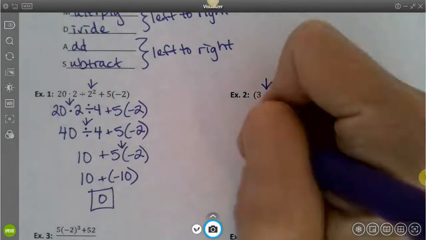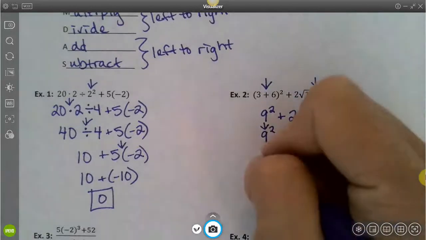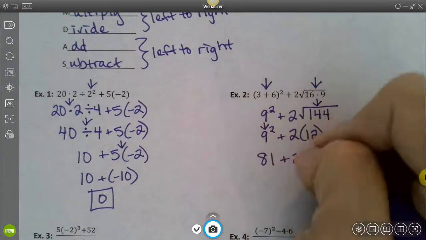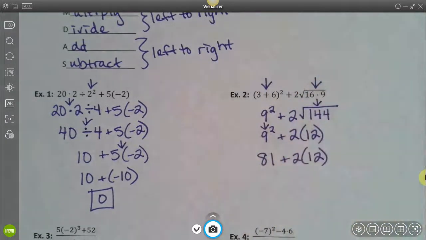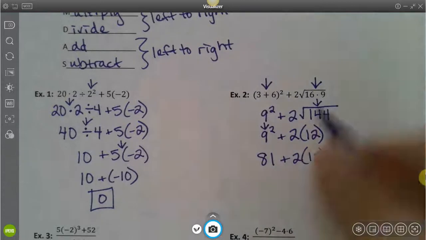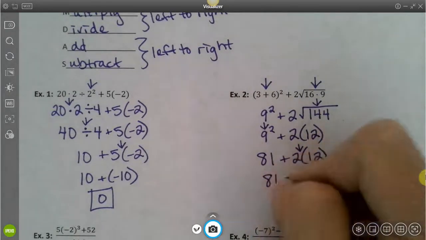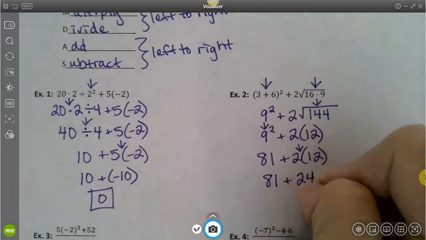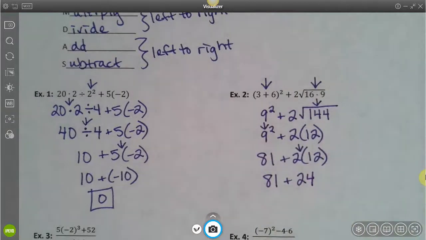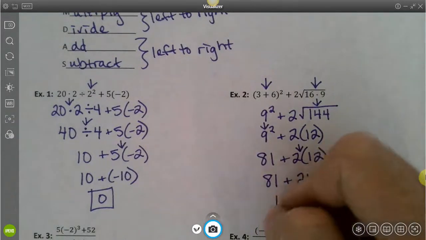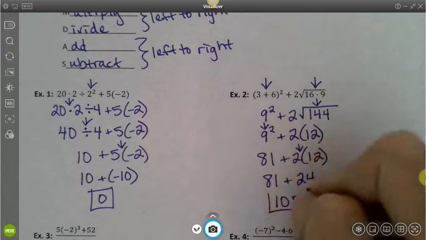And then next on my list would be this exponent. 9 squared is 81. And then between an addition and a multiplication, I'm going to do the multiplication first. So 2 times 12 is 24. And then 81 plus 24 gives me a final answer of 105.